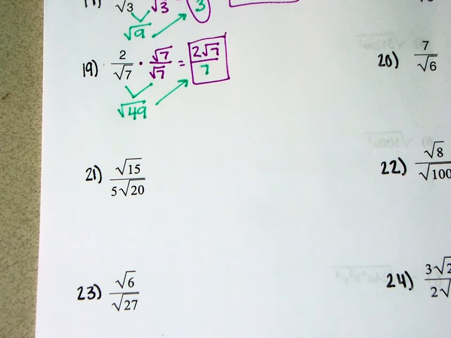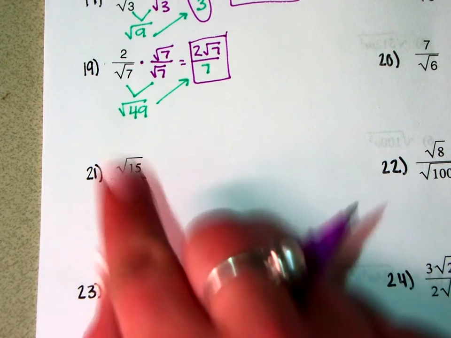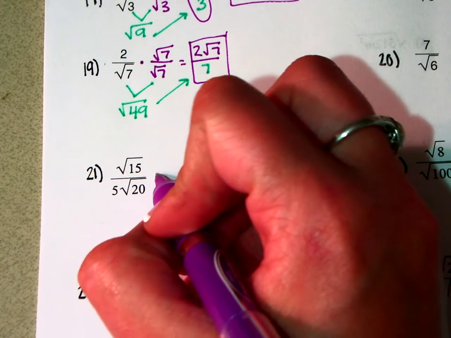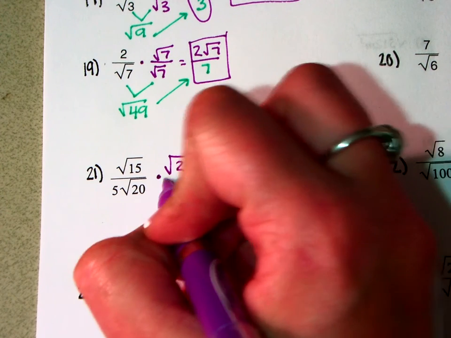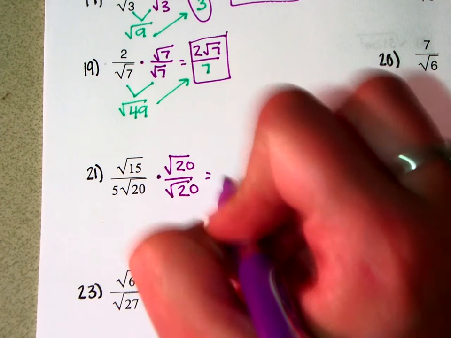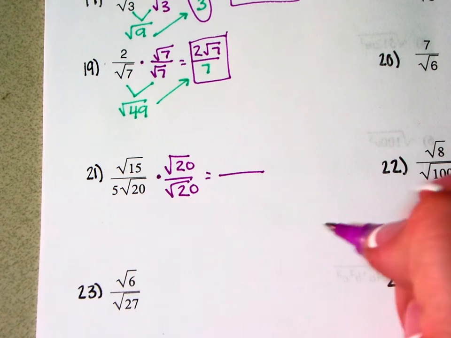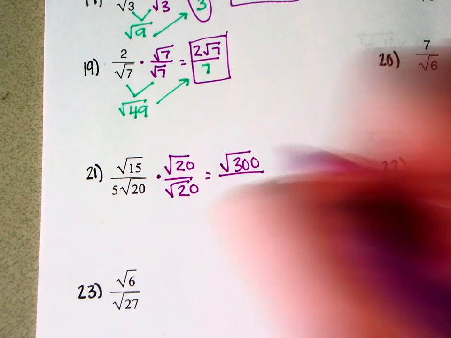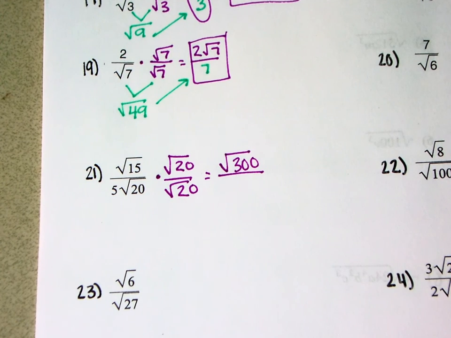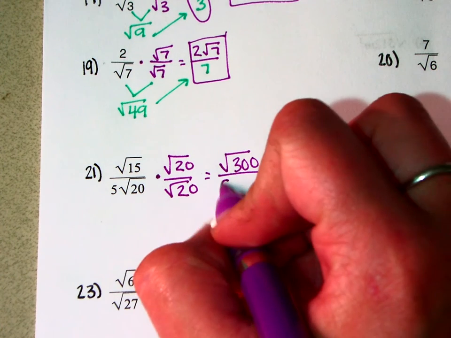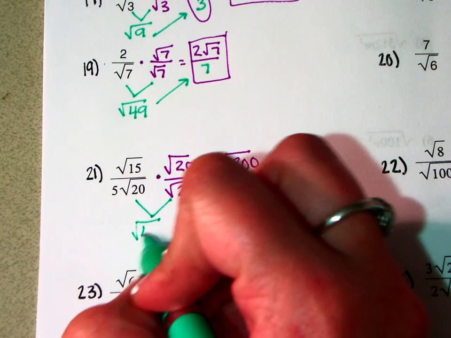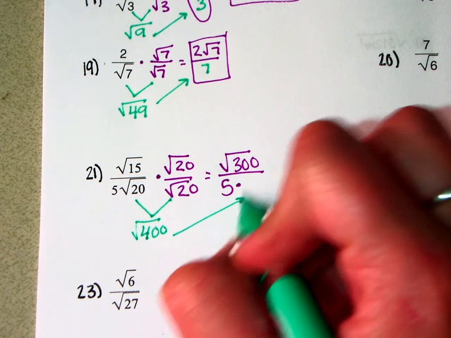Okay, number 20 is a little tricky. We didn't do one like this in your notes. If you have a number out in front here, all you're going to do is multiply again just by the denominator. So just the square root of 20. Square root of 15 times the square root of 20. 15 times 20 is 300. Hopefully you recognize 100 can be pulled out of there, so we're going to have to simplify. All right, the 5 is along for the ride. Then I'm left with the square root of 20 times the square root of 20, which is the square root of 400, which is just 20.